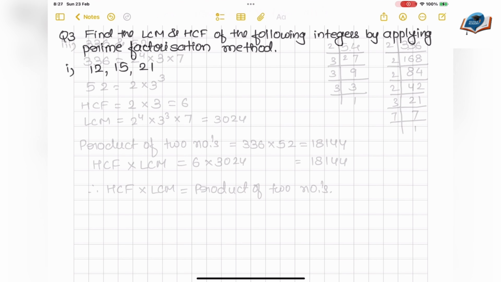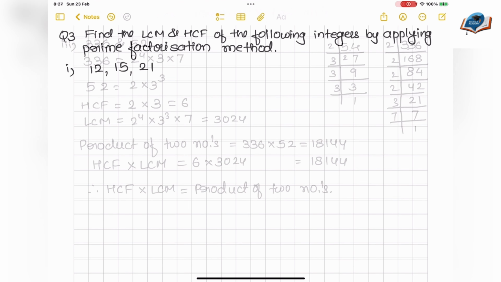Now, the second one says 17, 23 and 29. So 17 will be 1 into 17, 23 will be 1 into 23, 29 is 1 into 29, because all three numbers are prime numbers. So HCF, that is common in all three, is 1. LCM will be 17 into 23 into 29. So that is coming as 11339.